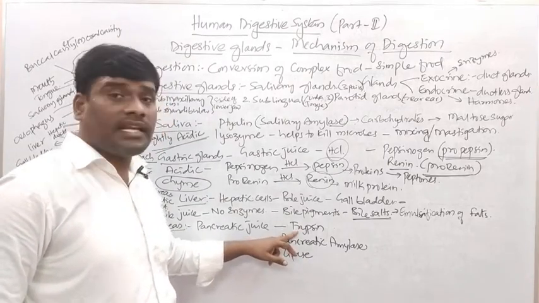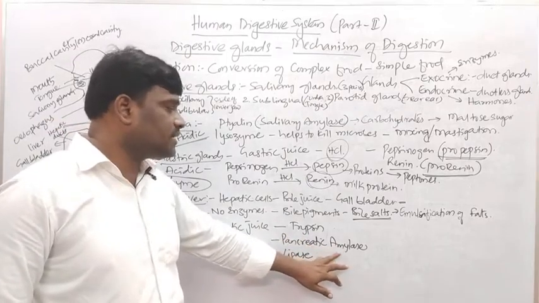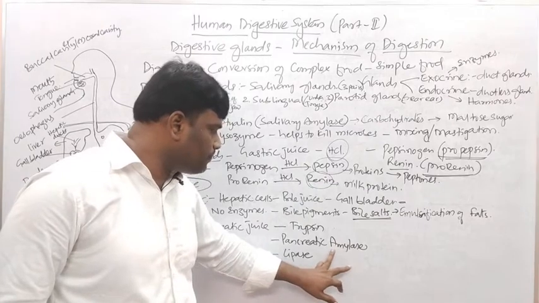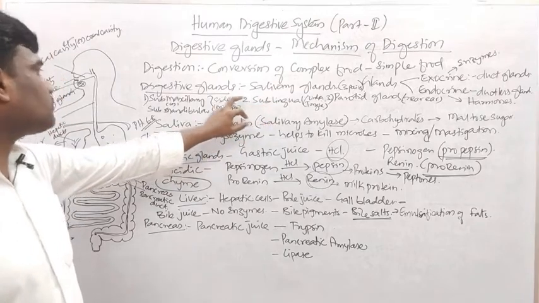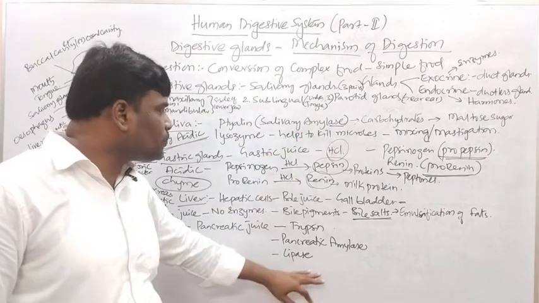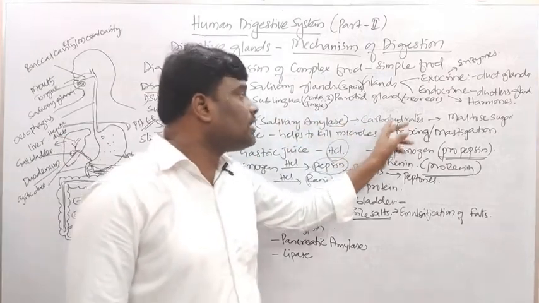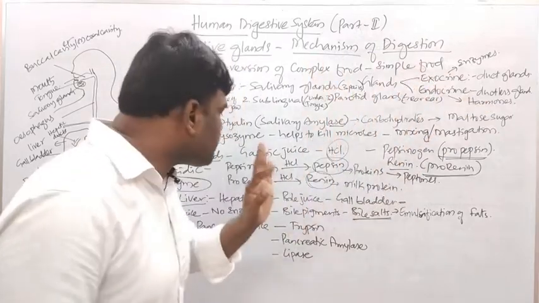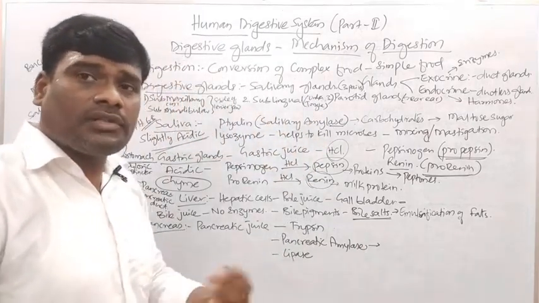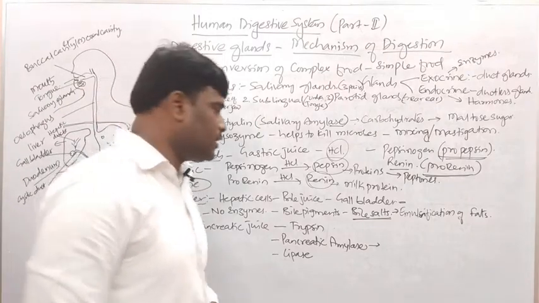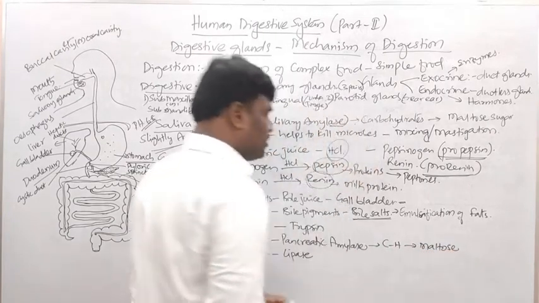Trypsin is an enzyme secreted by the pancreas, seen in the pancreatic juice, along with pancreatic amylase. Amylase was already seen in the buccal cavity, in the salivary glands, children. That is salivary amylase, and this one is pancreatic amylase. Salivary amylase digested the carbohydrates and converted them into maltose sugar. Here also, pancreatic amylase will convert the carbohydrates that remain in the food into maltose sugar, a disaccharide.